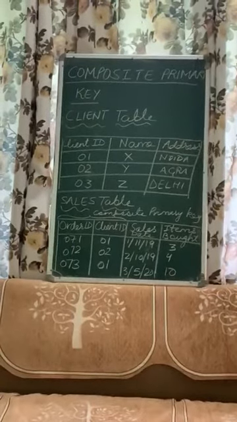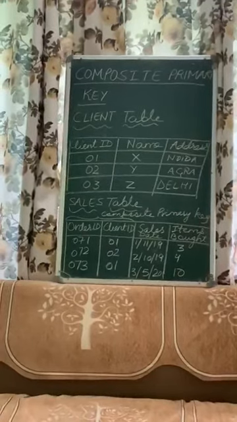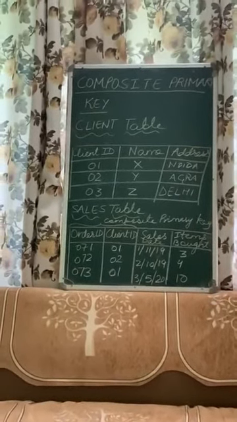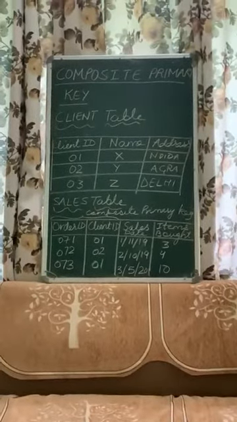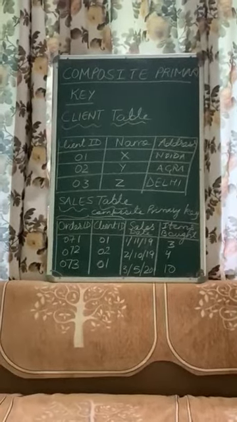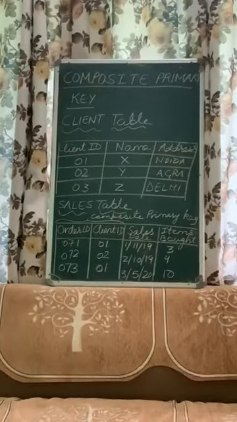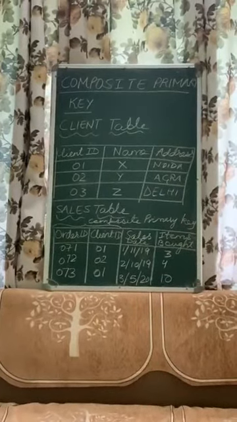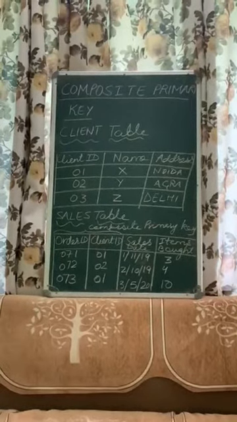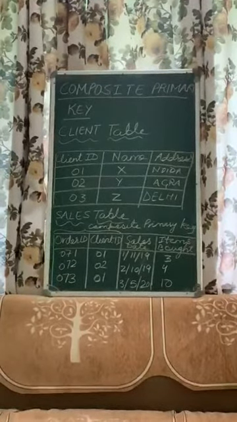Now the order ID and the client ID together, they will form a composite primary key. So composite primary key refers when any two attributes together they form a primary key. That is known as your composite primary key. So here order ID and client ID together they will be making your composite primary key.